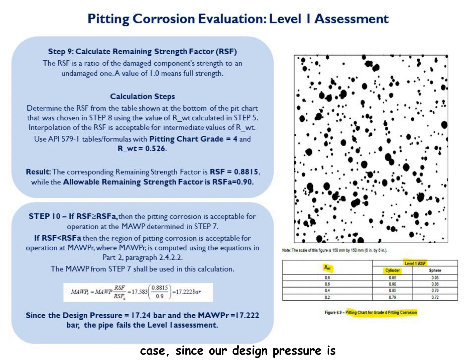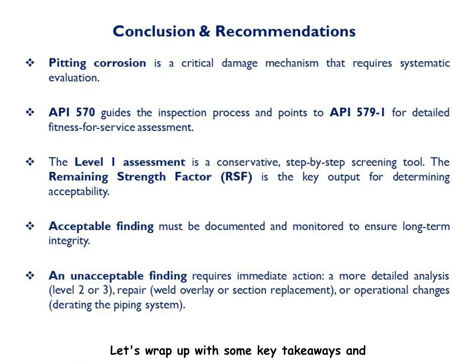In our specific case, since our design pressure is 17.24 bar and the calculated MAWPr is 17.222 bar, the pipe actually fails the Level 1 assessment. That means the corrosion damage is significant enough that we need to consider operating at a lower pressure to ensure safety and integrity. Let's wrap up with some key takeaways and recommendations.